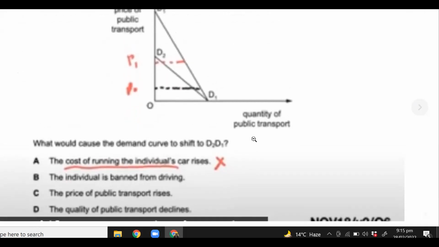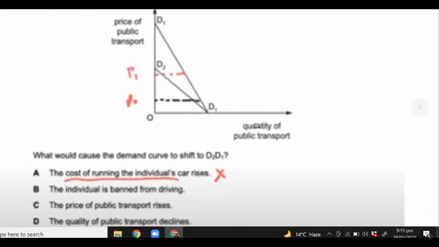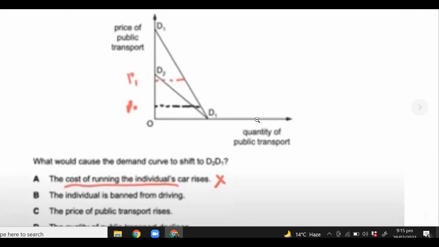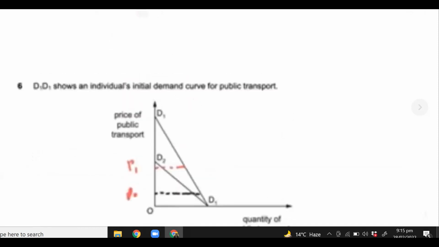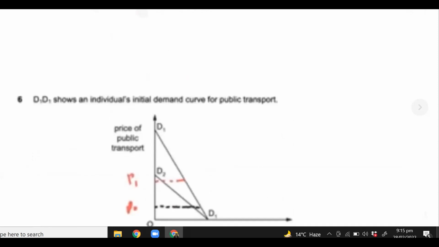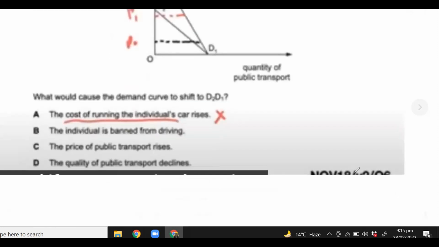So students, what could be a reason for the demand curve shifting from D1 to D2? What could be the reason? If you can't see this clearly, let me make a new graph for you.